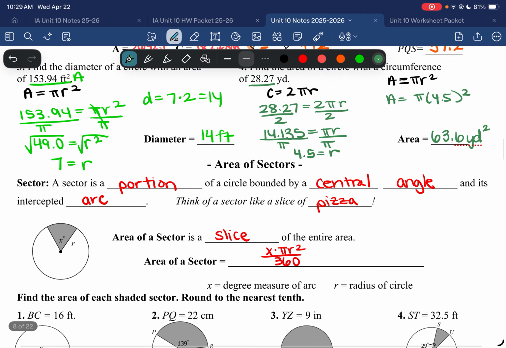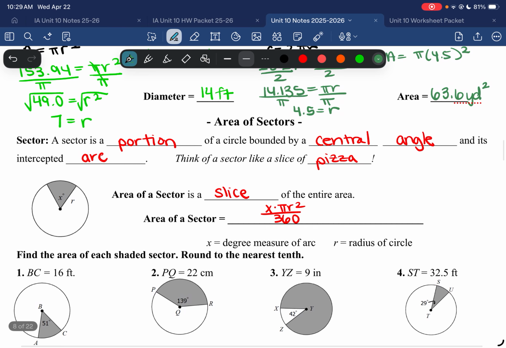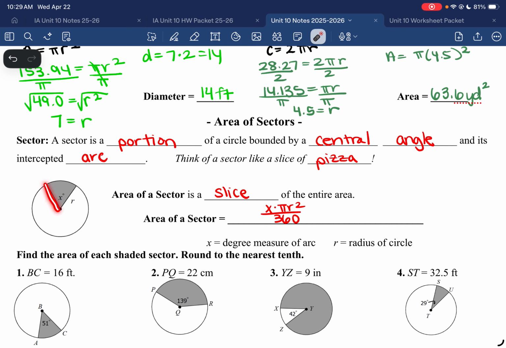Okay, moving on to our new content. So this goes back to our lesson goal. Area of a sector. A sector is a portion of a circle bounded by a central angle and its intercepted arc. So here's my central angle, here's my arc, so this would be a sector. Think of it like a slice of pizza or a slice of pie. An area of a sector is a slice of the entire area.